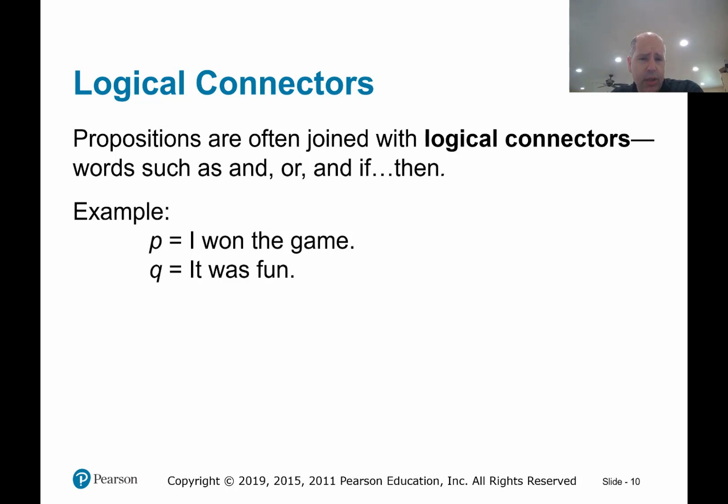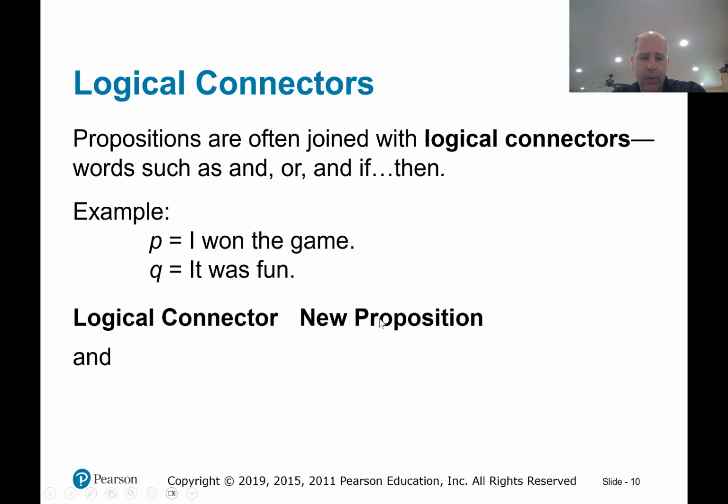Okay, so we're going to use an example of two propositions. Let's say we have these two propositions. P represents I won the game, and Q represents the statement it was fun, right? So let's look at these three connectors. Let's look at and. If we use and with these two propositions, we get a new proposition: I won the game and it was fun. So that's a completely new proposition now, right? We took two propositions, connected them by the logical connector and, and came up with a new proposition.